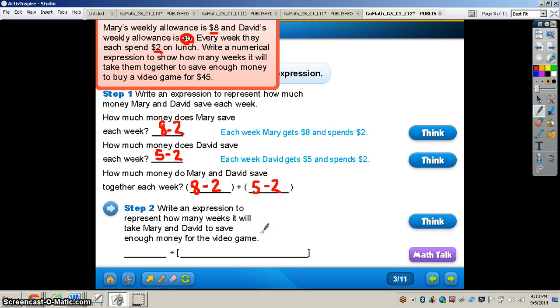Then from here, we need to write an expression to represent how many weeks it will take Mary and David to save enough money for the video game. So we have $45, first of all, and where are we getting that from? Because that's how much the video game is. And then within the brackets here, we have $8 minus $2 plus $5 minus $2.